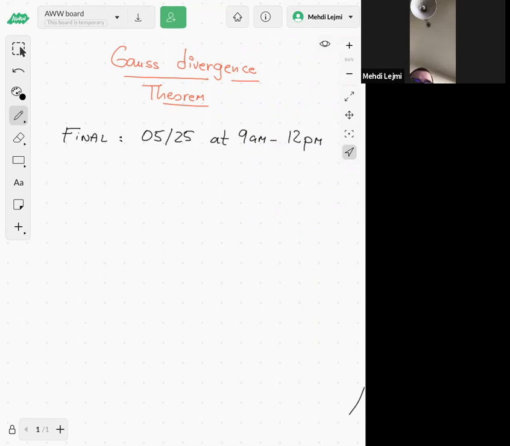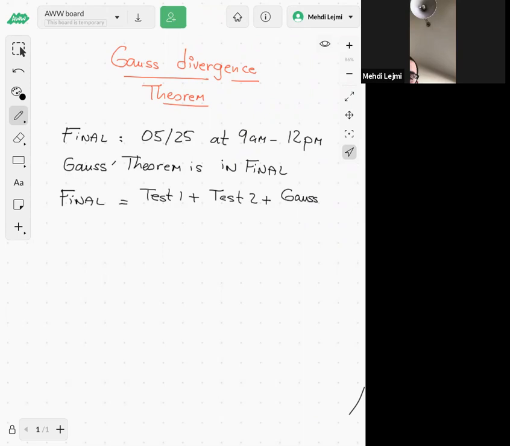Gauss theorem is in the final. The final is supposed to cover everything. It's a 3 hour exam. We're going to have some problems from the first test, other problems from the second test, similar to the problems in the second test, and one problem about Gauss theorem.